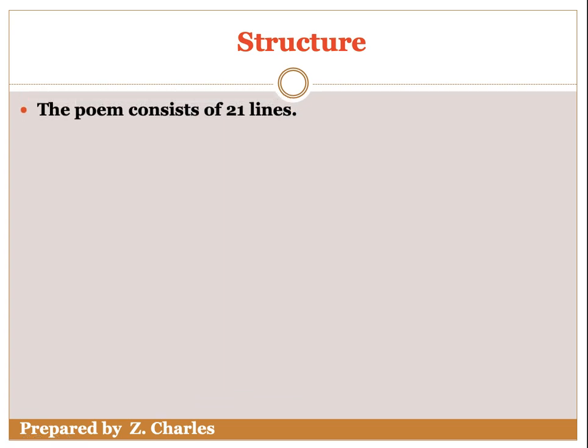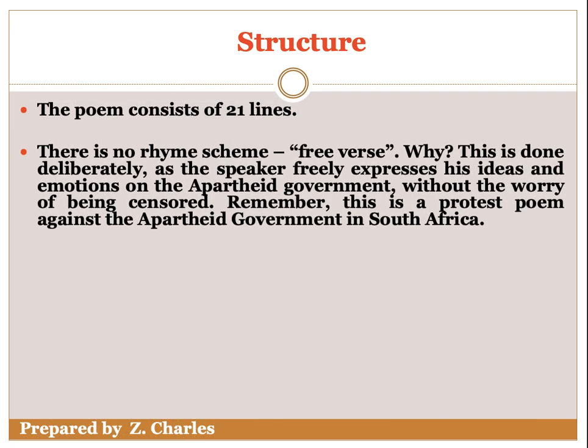Okay, structure. The poem consists of 21 lines. There is no rhyme scheme, and this we call free verse. Remember, it's not like a sonnet where we have a set rhyme scheme, where the words at the end are rhyming, or every second word rhymes or something like that. Not in this case. This is free verse, no rhyme scheme. There's no set structure in this poem.